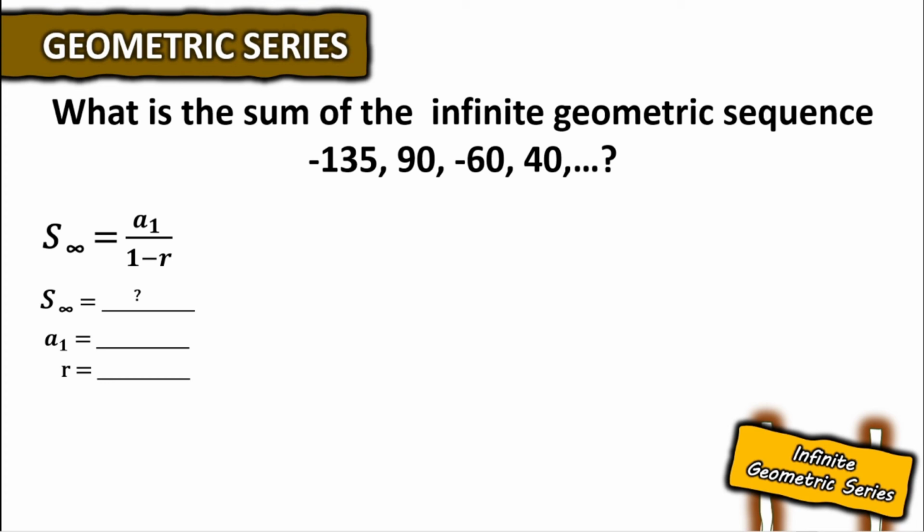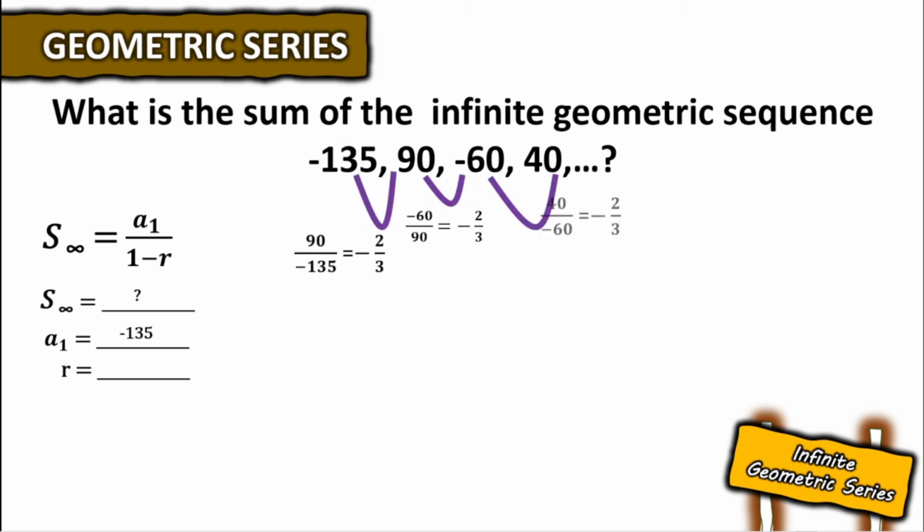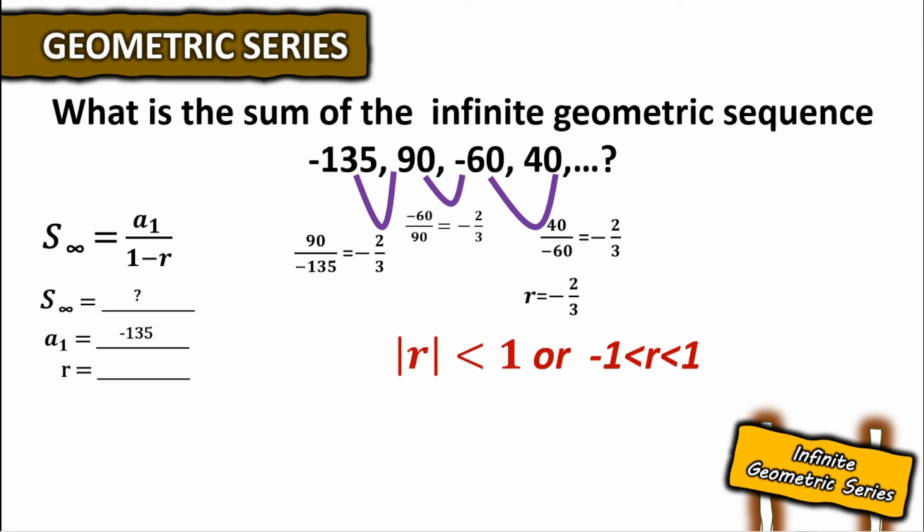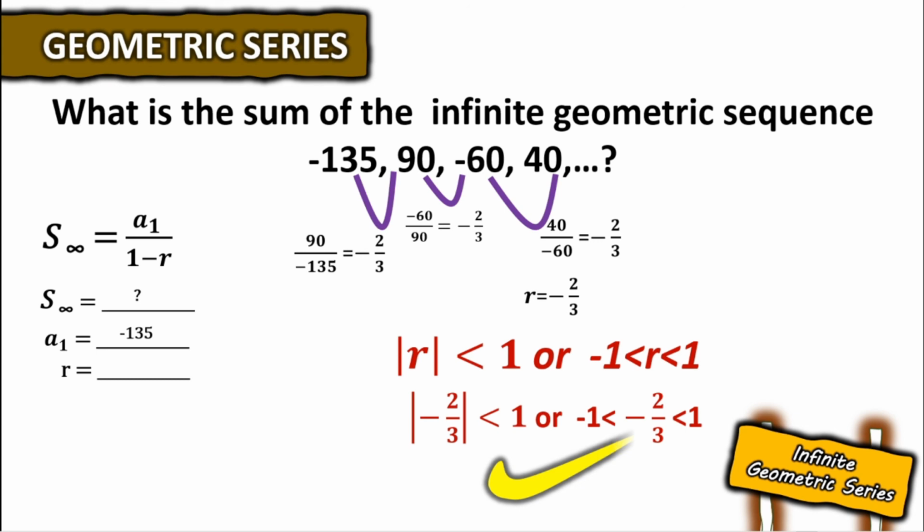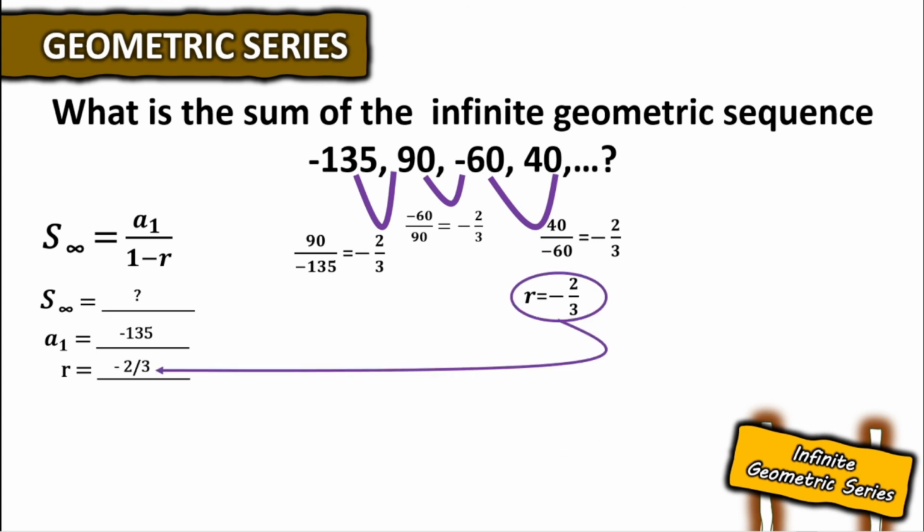Since we are solving for the sum of the terms of this infinite geometric sequence, we need to find first the values of A sub 1 and the common ratio. A sub 1 is the first term, which is negative 135. And for the value of R, take 2 consecutive terms and find their ratio, in which in this case, the common ratio is negative 2/3. At ang tanong ngayon, is negative 2/3 a qualified value for us to use the infinite geometric series formula? Na kung saan, the absolute value of the common ratio should be lesser than 1? And upon checking, the absolute value of negative 2/3 is indeed lesser than positive 1. R is equal to negative 2/3 in this particular geometric sequence.